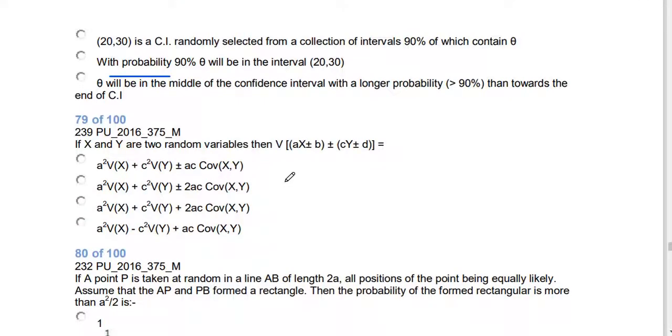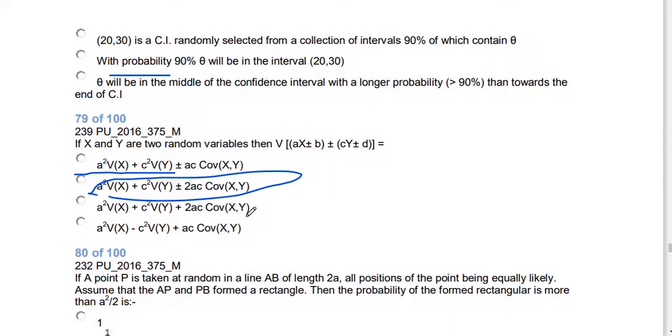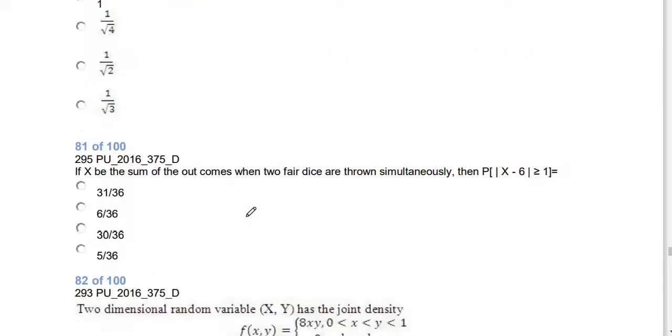See here, when you have variance of ax plus cy, then you get a square variance of x, here you get c square variance of y, then plus or minus 2ac covariance of xy. A square, c square, plus 2ac. Two is there. Where is 2? Okay, this is the correct answer. You can check this question also.